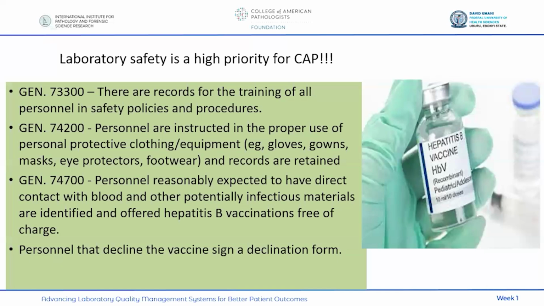74700 requires that personnel reasonably expected to have direct contact with blood and other potentially infectious materials are identified and offered hepatitis B vaccinations free of charge. Now, this is their own expectation. You identify those people and you offer them the vaccination free of charge. This is key. This is very important. Of course, we saw the statistics of hepatitis B infections, hepatitis C, HIV, and all the others.